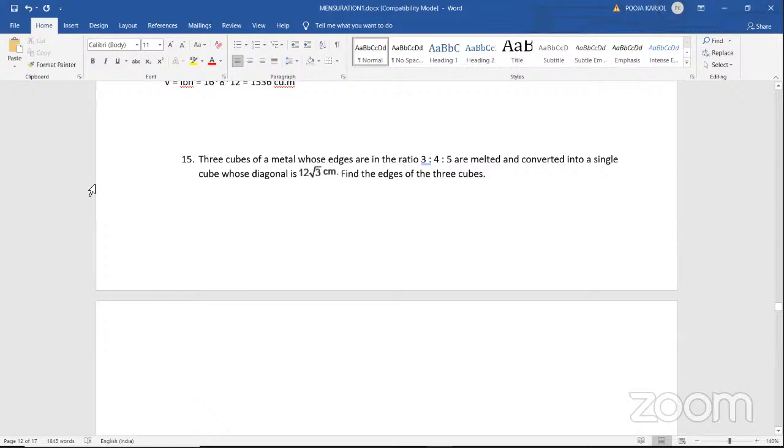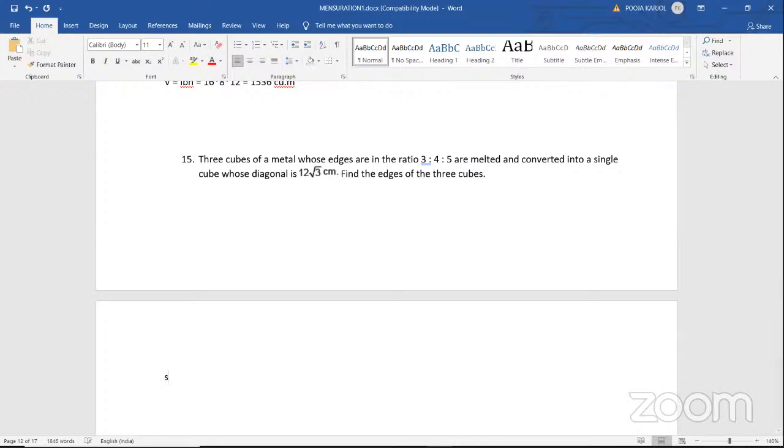See, they have said that three cubes of a metal whose edges are in the ratio 3 is to 4 is to 5 are melted and converted into a single cube whose diagonal is 12 root 3 centimeter. Now, whenever these type of questions are there, melted questions, volume always remains the same. So the volume of all these three cubes combined is equal to the volume of this cube whose diagonal is 12 root 3.